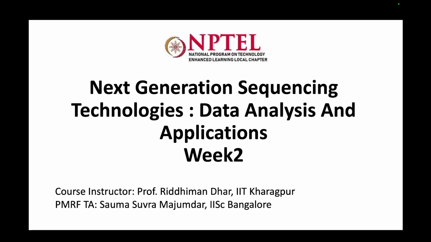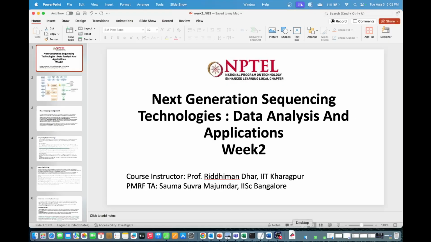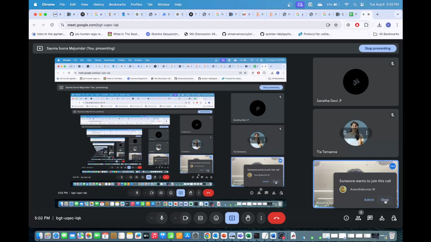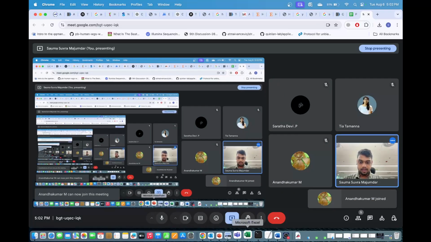Last week we talked mostly about different types of sequencers, how they perform, what kind of outputs they give, and how we can interpret those outputs. This week we'll talk about what format we get the output in after that, how we handle and encode the different data formats, and ultimately how these can lead to further downstream analysis.